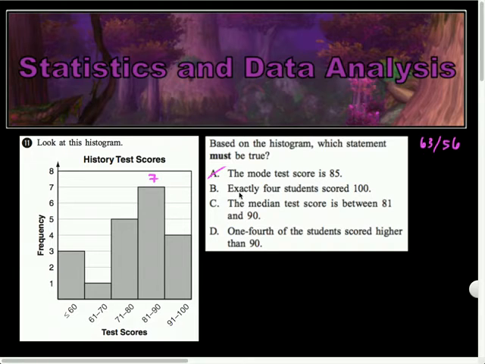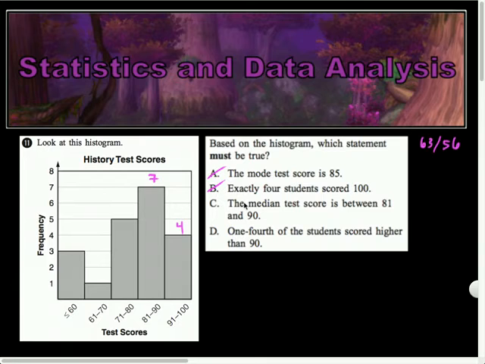Similarly, with question B, it says exactly 4 students scored 100. There are 4 students that had a grade between 91 and 100, but I can't guarantee that all 4 of them scored 100. Could be true, but must be true, not necessarily.